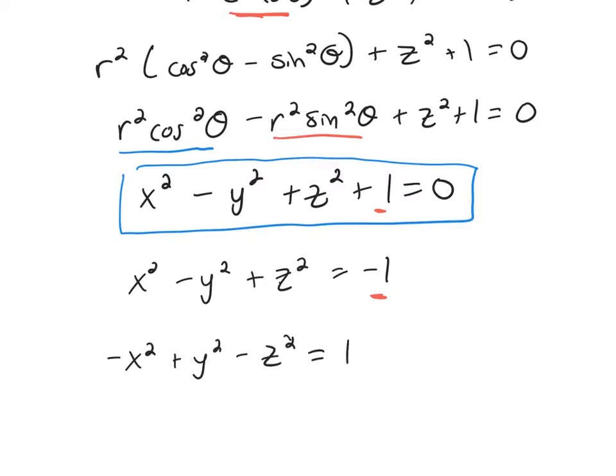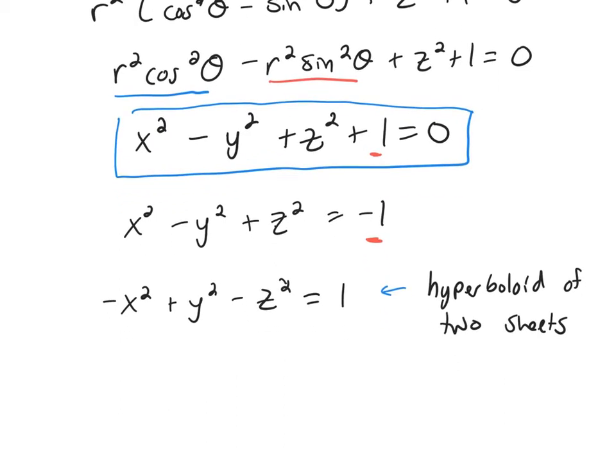And if you look at your chart, you'll see that this is a hyperboloid of 2 sheets, and it goes along the y-axis. The one with the positive coefficient lies along the y-axis. So your 2 bowls that point outwards, they're going to point out on the y-axis.